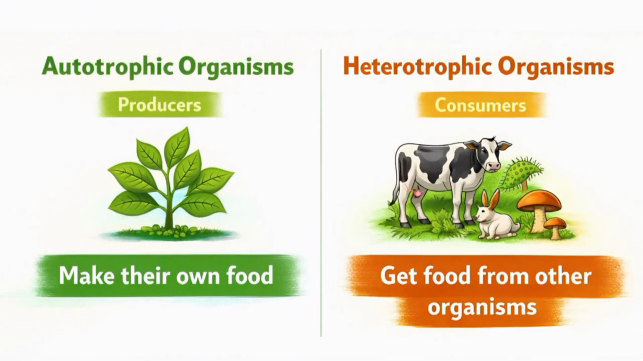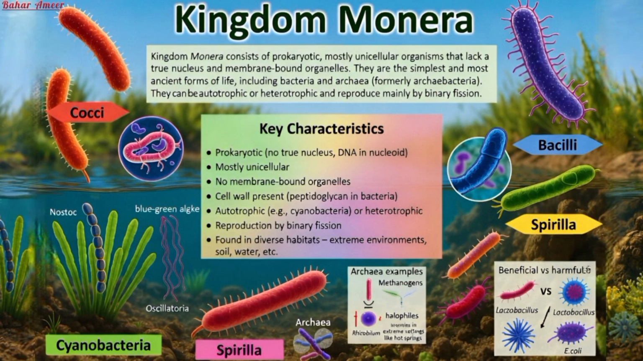What are autotrophs and heterotrophs? Basically, those organisms that make their own food are considered autotrophic organisms, and those organisms that can't make their own food, so they eat others, are considered heterotrophic organisms. Monerans reproduce by binary fission, simply dividing into two cells. Common examples are bacteria like E. coli and cyanobacteria. Also, they are the simplest and oldest organisms on Earth.